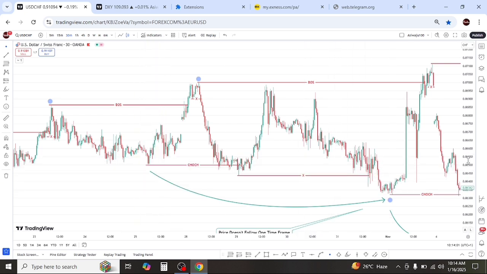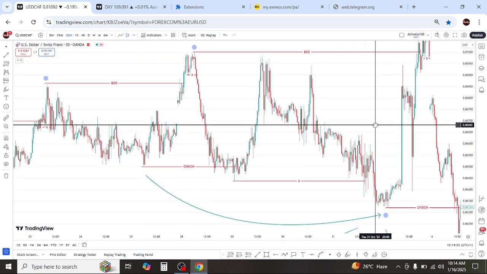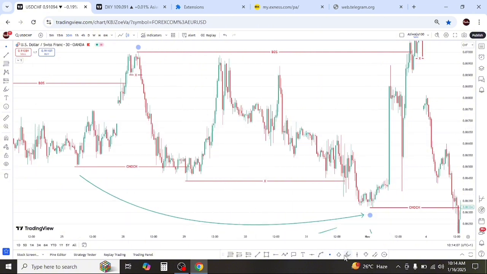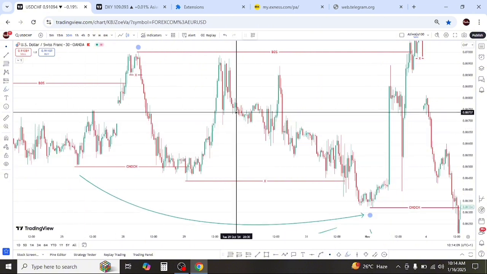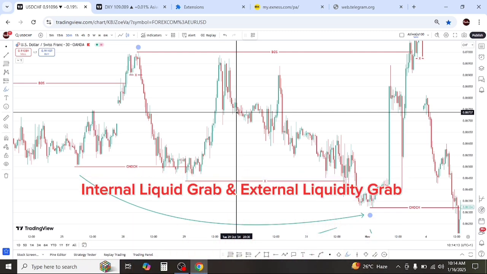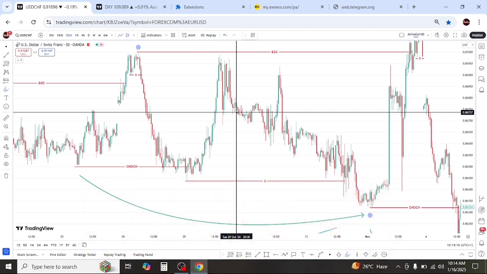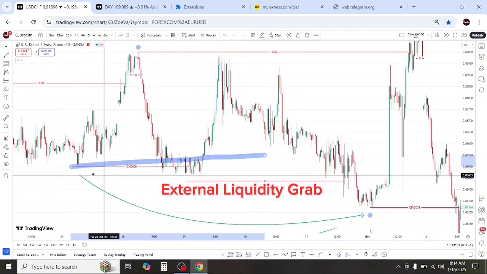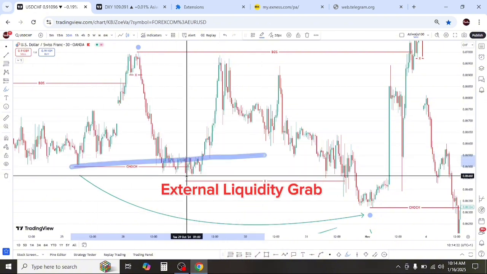The reason why this happens in the market is because price doesn't follow one single time frame. And now everything that happened here is just an external liquidity grab. As you can see, in the market we have internal liquidity grab and we have external liquidity grab. So what happened here is what we call external liquidity grab, price grabbing liquidity from the external point in the market.